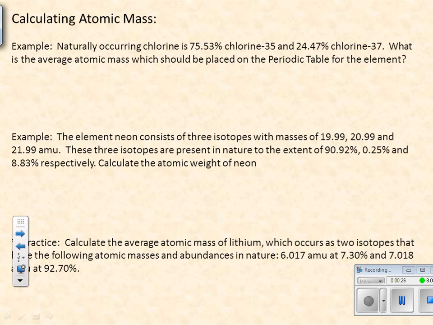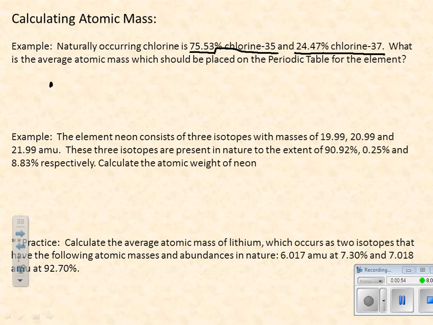So here we go. When you're calculating atomic mass, you just need to make sure you're keeping the correct things together, okay? So this says naturally occurring chlorine is 75.53% chlorine 35, which is one type of isotope, and 24.47% chlorine 37, another type of isotope. So all we want to do is find the average of these two, all right? So here's your steps.